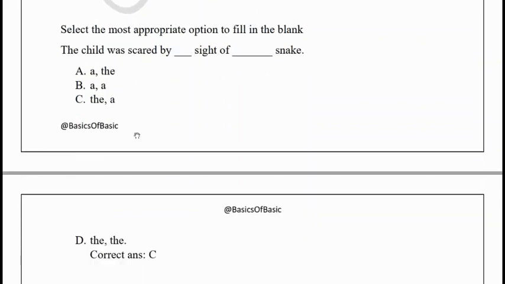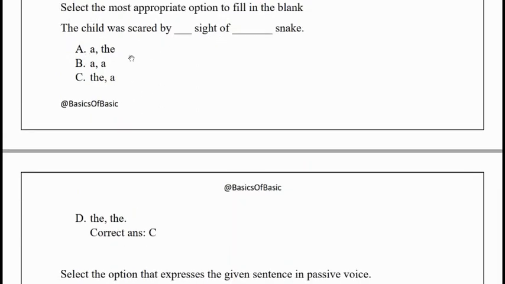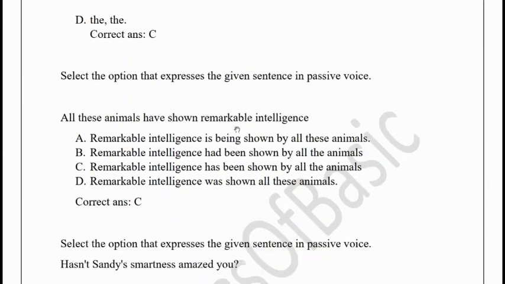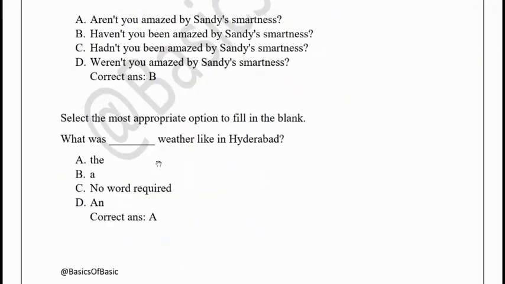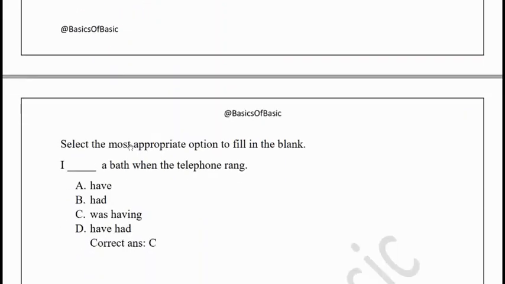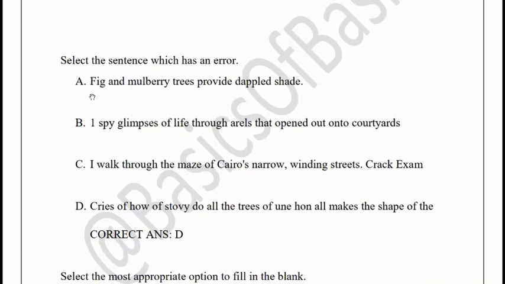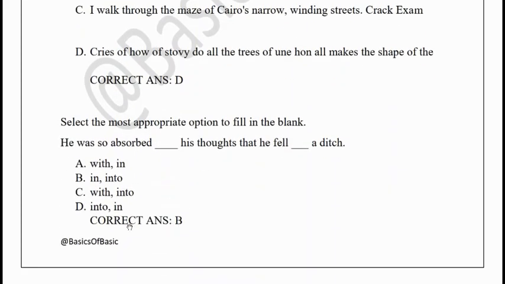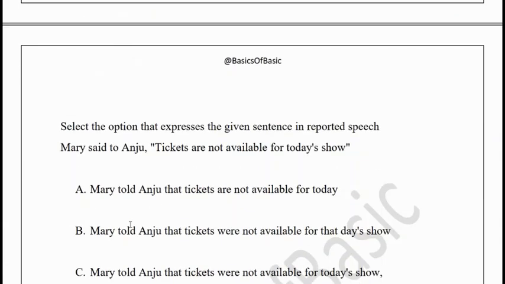I'll keep on scrolling the questions. You can see them. The child was scared by a sight of a snake. One is with respect to fill in the blanks and another with respect to active and passive voice. Two questions on active and passive voice, then one more with fill in the blanks with an appropriate word, and now error detection. So among the four options you need to find the error. Select the most appropriate option, again with one more fill in the blanks. So basically if you're good at English grammar, then you can solve this easily.